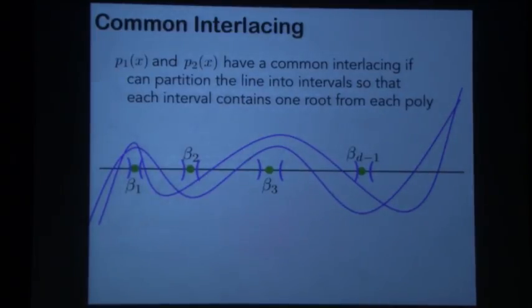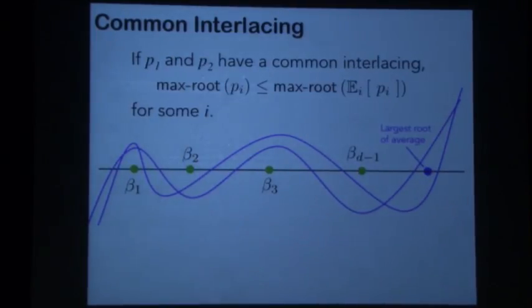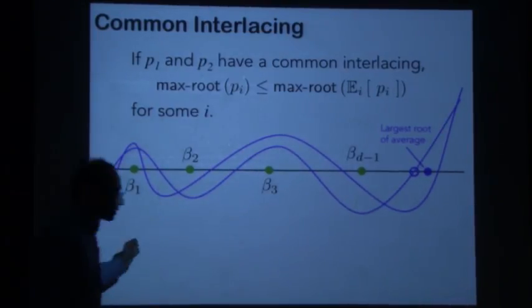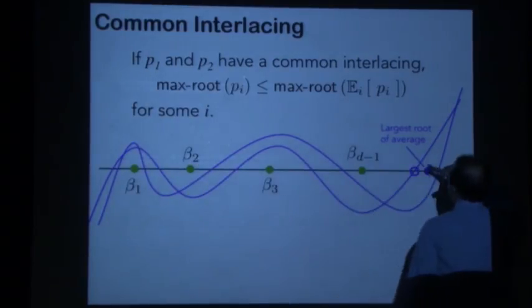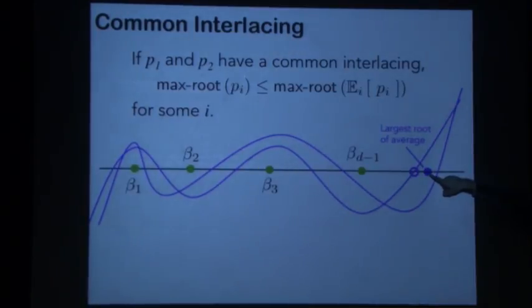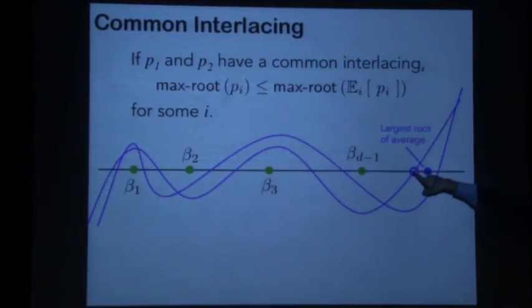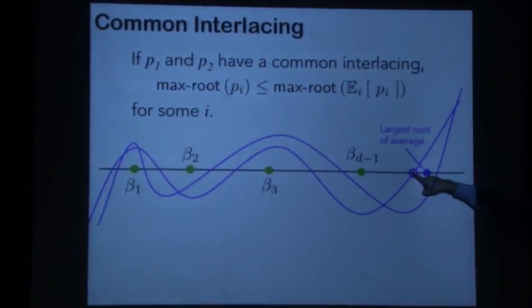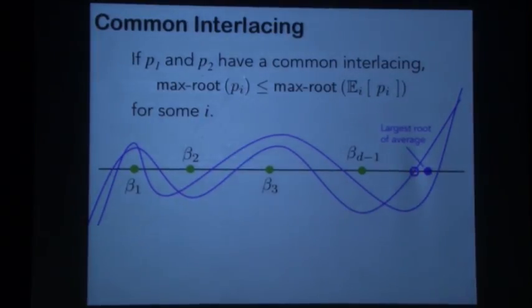And the important property of these, which I proved last lecture, is that when you have two interlacing polynomials, one of them has a largest root that is at most the largest root of the average. So for these two, I've drawn the largest root of the average. You can see this one's largest root is smaller. And that is important to us because we're trying to control the largest root.